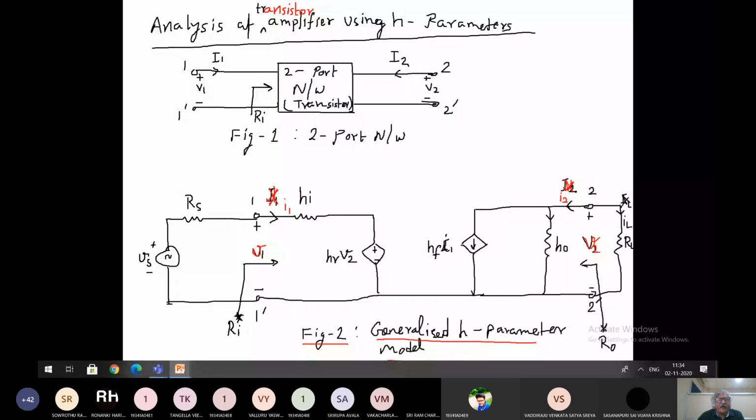That's why the value of RS is always considered very small, around 100 ohm, 200 ohm. If the value of RS is more, some drop will be there across RS also, so the remaining voltage that enters the amplifier will be slightly less, and your voltage gain will be affected. So the value of RS should be small, ideally 0, but practically very low.